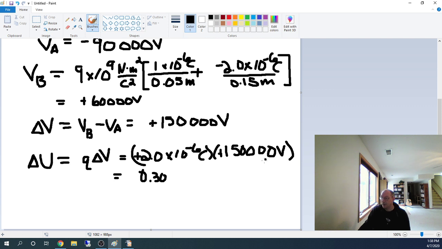All right, and the units of this, it's a coulomb times a volt. Remember, a volt is a joule per coulomb. So in that case, the coulombs would cancel out. This is actually then an increase in the electrical potential energy of 0.30 joules.